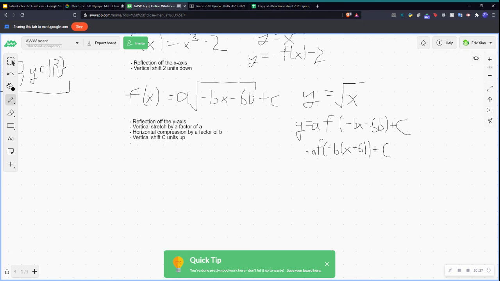Okay. So now you have your horizontal translation. You can see that it's 6 units to the left now. So let's do that.